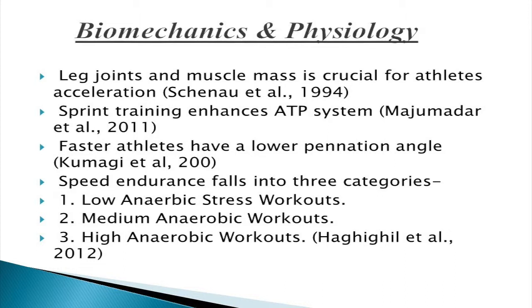Sprint training helps to enhance the ATP system. Kamaji et al. 2000 conducted a study comparing 100-meter sprinters' performance and pronation angle and found that faster sprinters had a lower pronation angle at various muscles, for example, vastus lateralis and medial and lateral parts of the gastrocnemius.